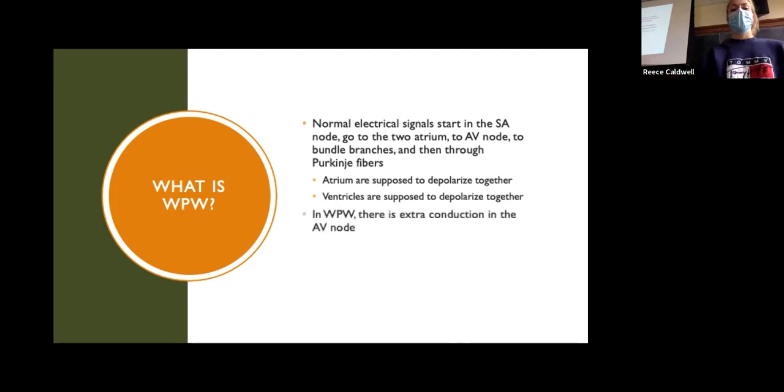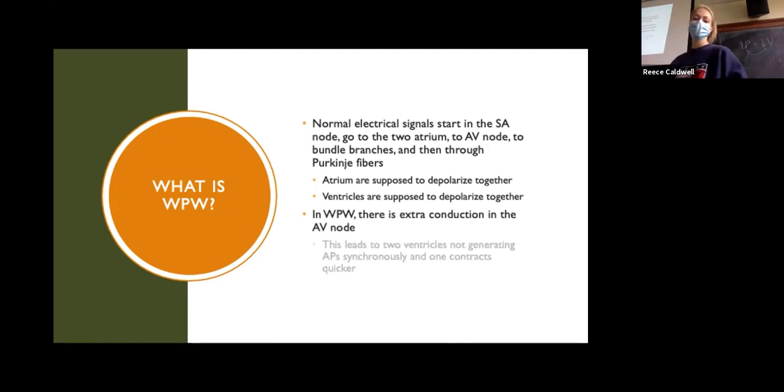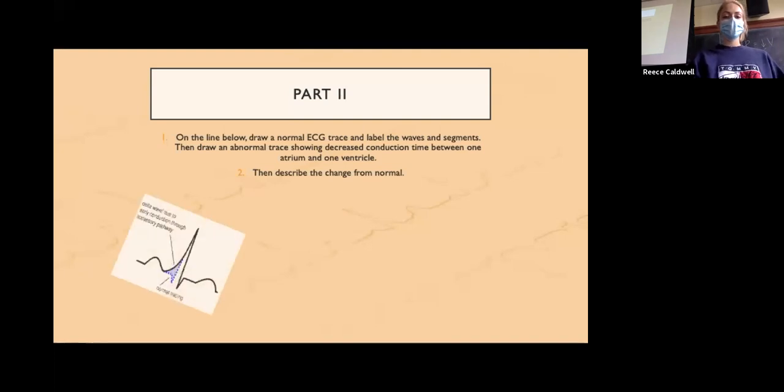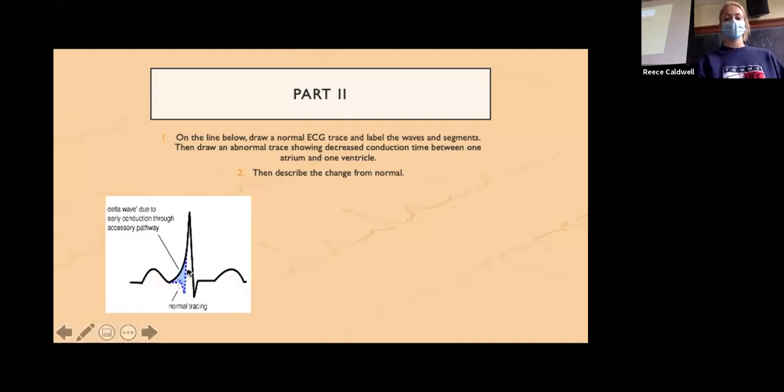However, with Wolff-Parkinson-White syndrome, what we see is there's extra conduction in the AV node. This leads to the ventricles not generating their action potentials at the same time. So one will contract quicker, and that is not good. That's going to cause a lot of issues. When we look at this on an EKG, this is how you would determine if someone has WPW. What we would see compared to a normal EKG is no dip, because those ventricles are kind of contracting together.